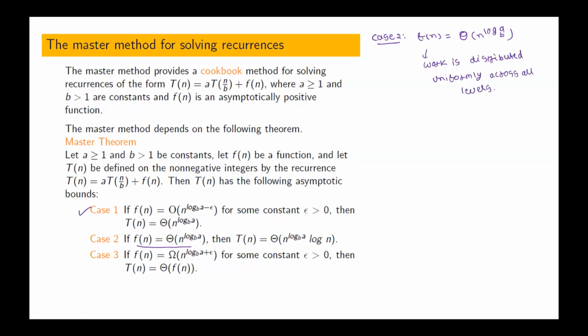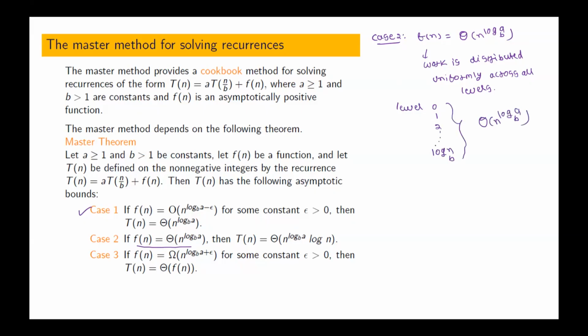Across all levels. Is that okay? Work is distributed uniformly across all levels. Now, how many levels are there? Level 0 to what in the recursion tree? What is the last level? Log n base b. That means here also each level does theta of n power log a base b amount of work.